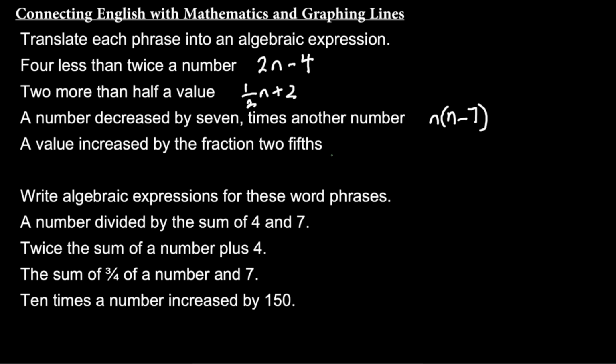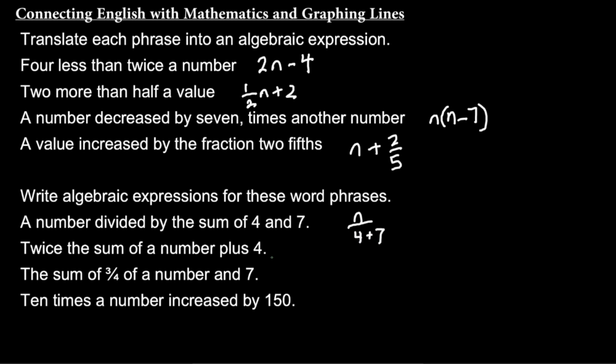Next, we have a value increased by the fraction 2/5. So n plus the fraction 2/5. Alright, so here are some more examples. Next we have a number divided by the sum of 4 and 7. The sum means addition, so a number divided by 4 plus 7.